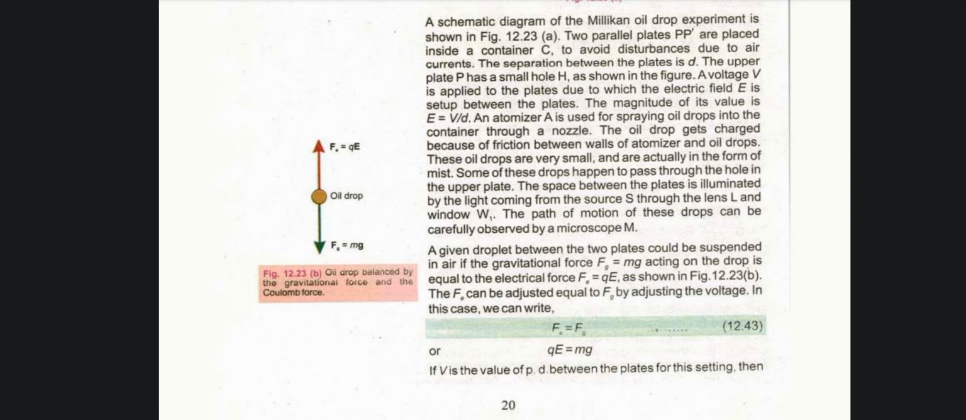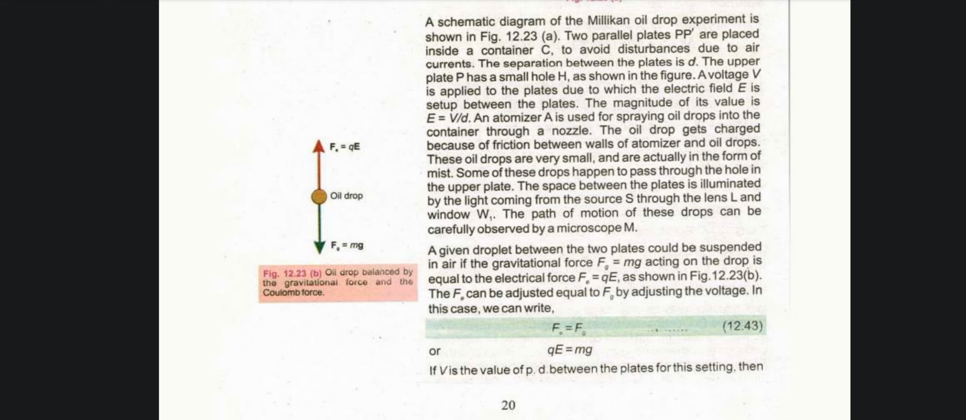Figure 12.2.3a: two parallel plates P and P' are placed inside a container C to avoid disturbance due to air currents. Separation between the plates is d. The upper plate P has a small hole H as shown in the figure. The voltage V is applied to the plates, due to which the electric field E is set up between the plates. The magnitude of its value is E equals V upon d.